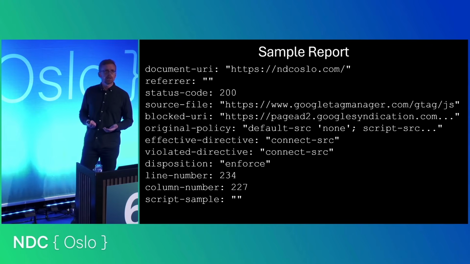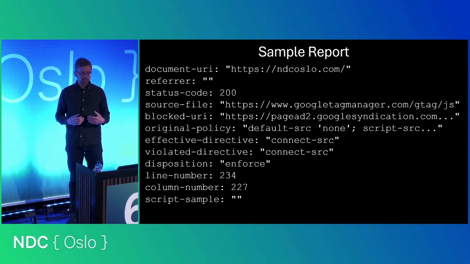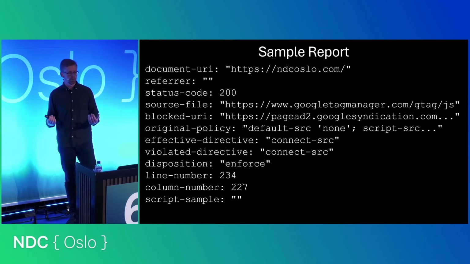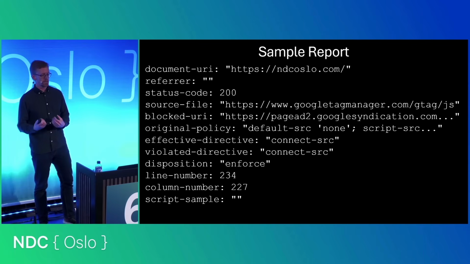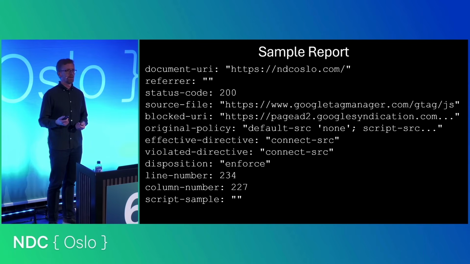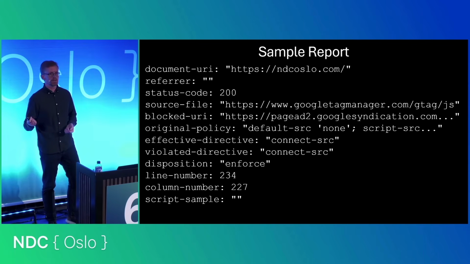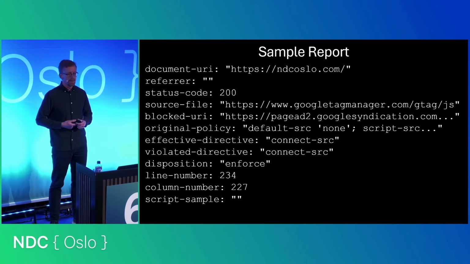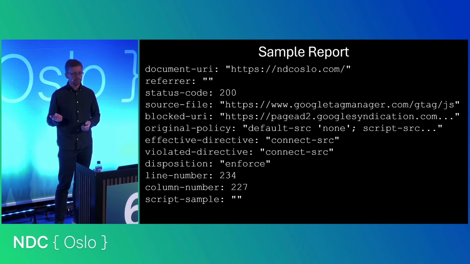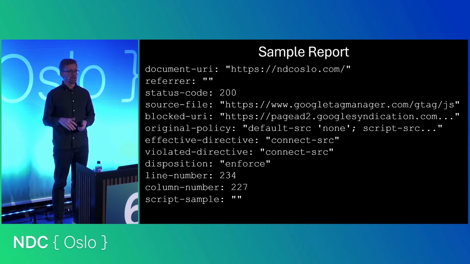The source file is where we were when the violation happened. In this case, there's a script loaded from googletagmanager.com. That script caused this violation when it hit the blocked URI. In our case, the directive is connect source, as we'll see below. It's trying to send or receive data, and it's blocked.